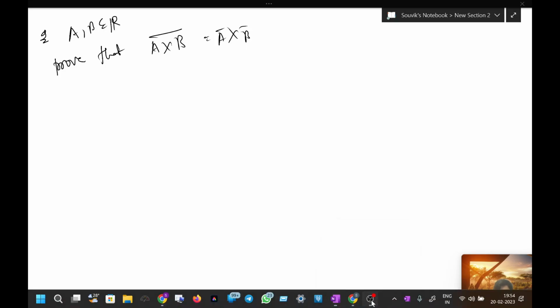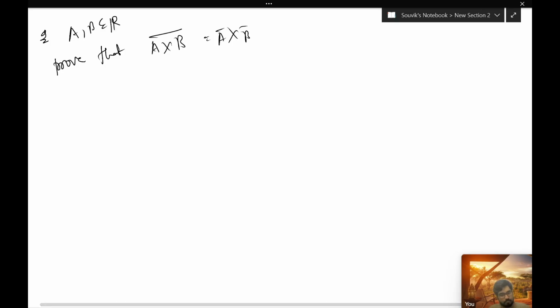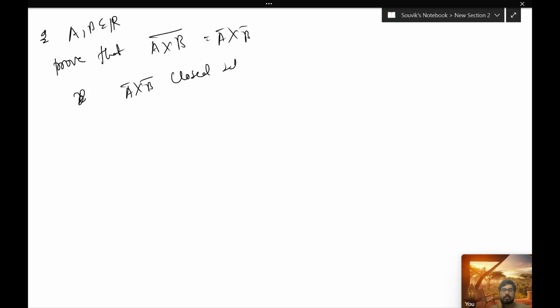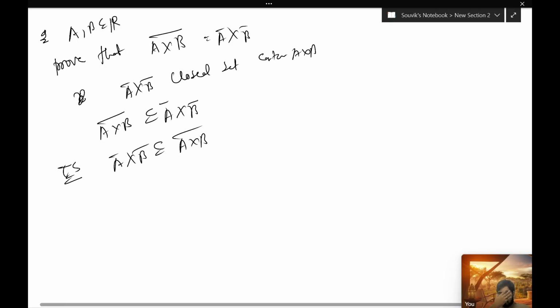First of all, A closure cross B closure is a closed set containing A cross B, and since closure is the smallest closed set, A cross B whole closure is a subset of A closure cross B closure. Now we need to check that A closure cross B closure is a subset of A cross B whole closure. Let me repeat what I have just told. We need to check that the closure of the Cartesian product of A and B is the Cartesian product of the closures of A and B.